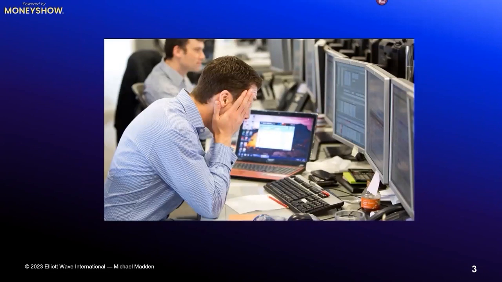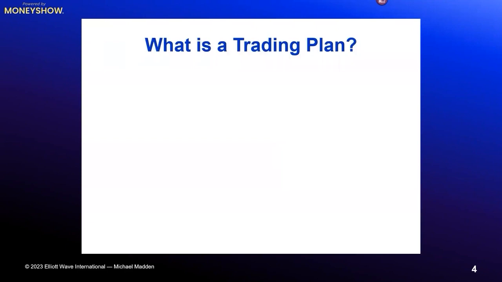Whether you're new to trading or a seasoned risk taker, we've all moved our stops, we've all adjusted our targets, resulting in losing our poor trades. So having a plan would help eliminate this destructive behavior. So there are three core elements to the trading plan, and we're going to focus on them before we look at some Elliott wave examples.